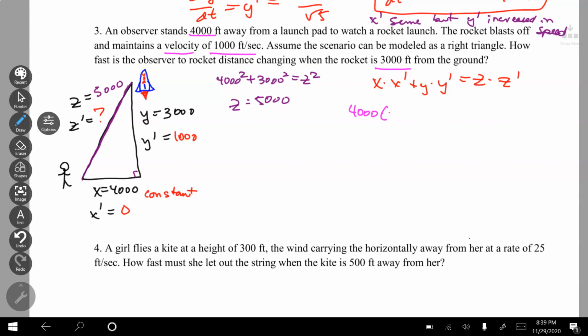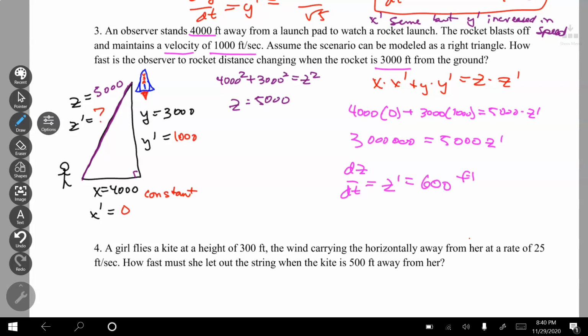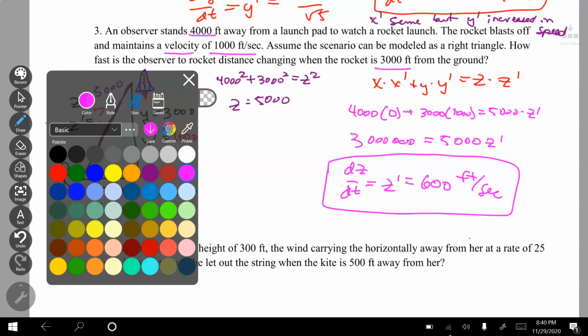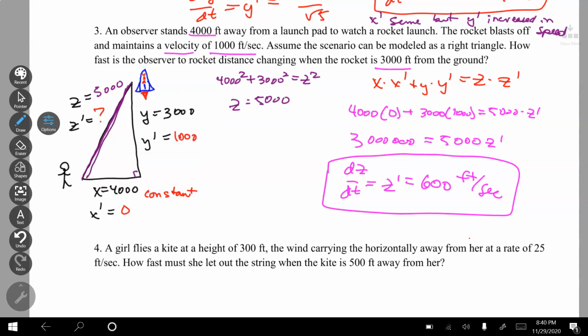4,000 times 0 plus 3,000 times 1,000 is equal to 5,000 times z prime. I get 3 million equal to 5,000 z prime. And I get my rate of change of my z side, or my z prime, is equal to 600 feet per second. So this distance, this purple side right here, between the person and the rocket, is changing at 600 feet per second.